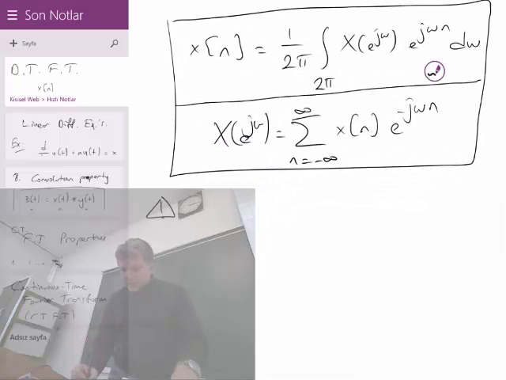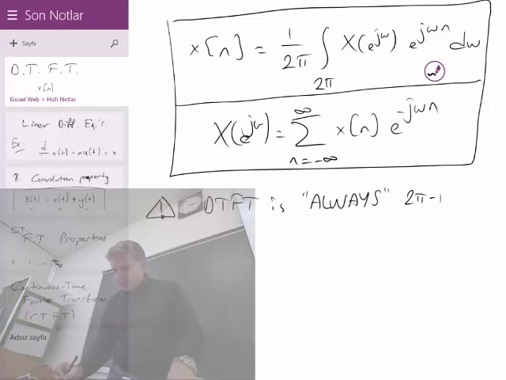So let's put an exclamation here. This discrete time Fourier transform is always 2 pi periodic. Okay, this is something that you must be careful about. From this formula, it happens to be like this. Now, it's not very difficult to see it. Why is it always 2 pi periodic?